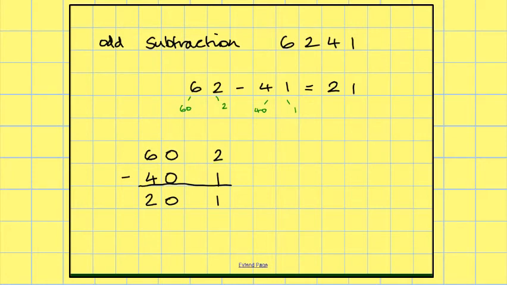Now, if these numbers had come out in a different order, let's change the order that they might have come out in. If they'd have come out as a 2 and a 4 and 6 and a 1, we would have had to change the order because you couldn't have 24 take away 61. You can't take away that 61 from 24. We'd have to swap them around.